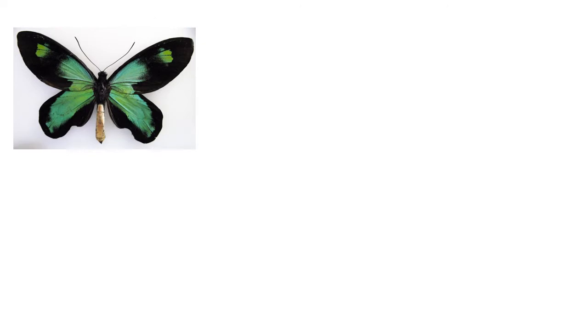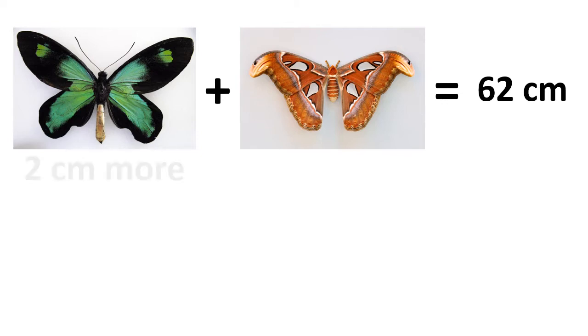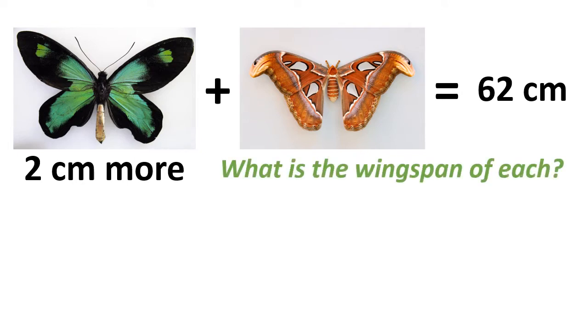You want to draw a picture of a butterfly and a moth that is true to size. You know that the total length of their wingspan is 62 centimeters. You also know that the wingspan of the butterfly is 2 centimeters longer than the moth's wingspan. What is the wingspan of each?